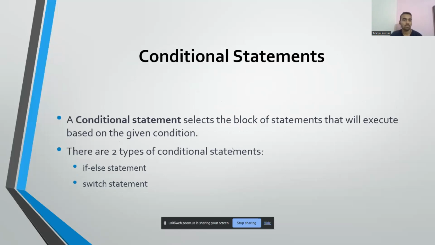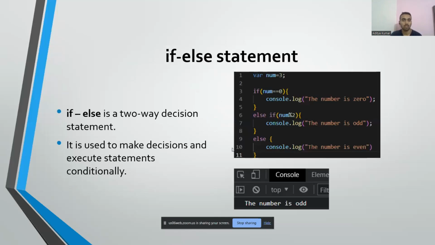Then let's look at conditional statements. A conditional statement selects the block of statements that will get executed based on the given condition. There are two types of conditional statements: the if-else statement and the switch statement. The if-else statement is a two-way decision statement. It makes decisions and executes them conditionally.